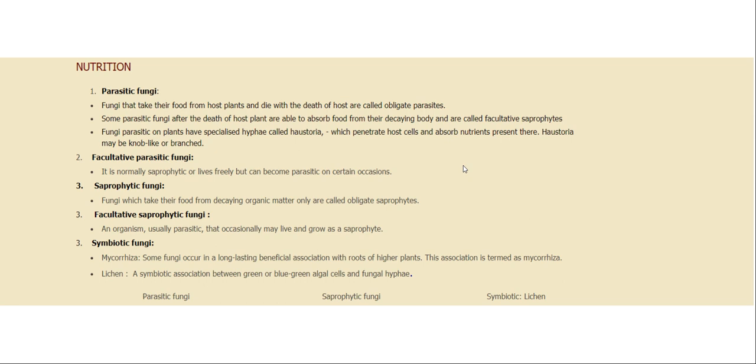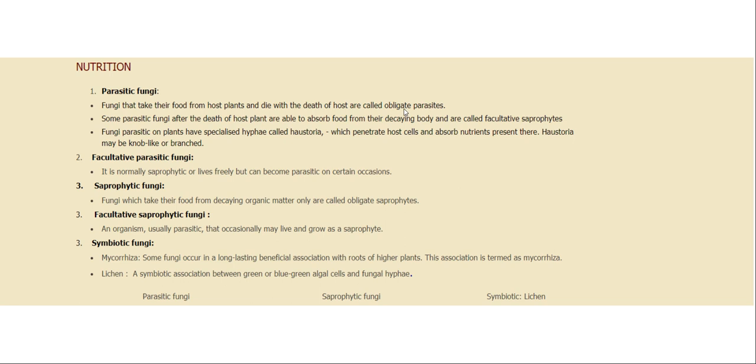Then we see them on the basis of their nutrition. So these fungi can be read under these categories. The first type is parasitic fungi. These are fungi that take their food from the host plant and die with the death of the host, so they are called obligate parasites. For obligate parasites, the host life is a must. Whereas if parasitic fungi, after the death of the host also, are able to absorb food from the decaying body, that is called facultative saprophytes. So the difference between obligate parasite and facultative saprophyte must be clear.